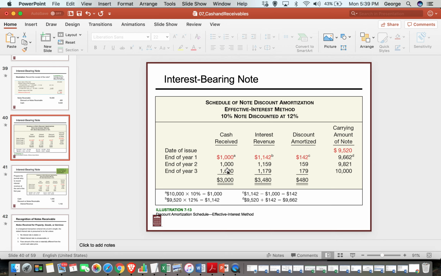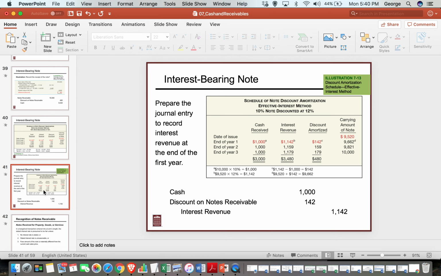So we received $1,000 each month. That's above and beyond the $10,000 they're going to pay us back on the principal. So our interest revenue is $11.42, which is the $95.20 carrying value of the note times 12%. We did have cash received of $1,000, so the discount is $142. Notice the discount's a lot smaller because the amount within the note for interest is a lot smaller. It's just $480, where the other one it was $2,300.